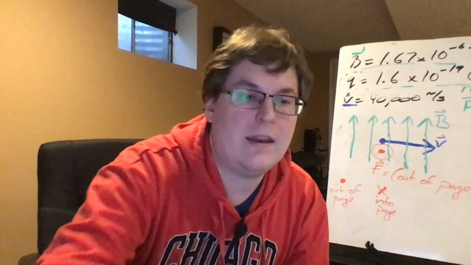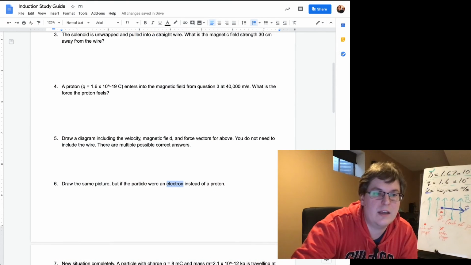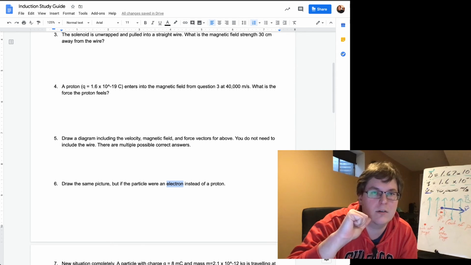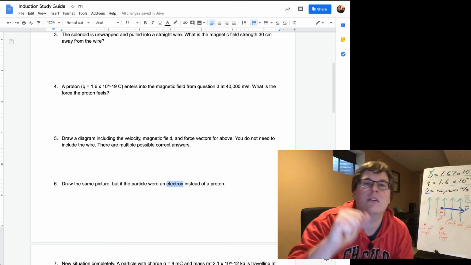Where you should be at now, quite honestly, is let's just look back at the study guide. Remember, if it's an electron, all that happens is the direction will be reversed. You just flip it around 180 degrees. So if it's an electron, it wouldn't be coming out of the page, it would be going into the page.